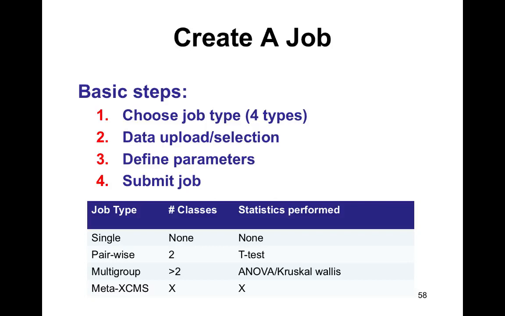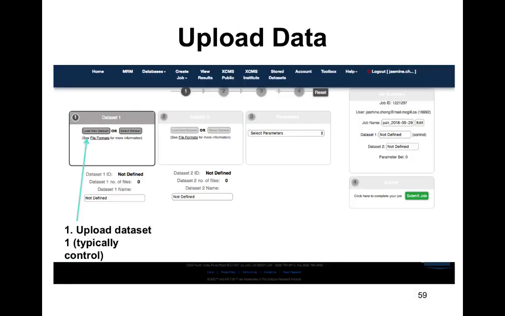So once you create a user account, then there's several steps. And again, we're going to go through this in a bit more detail. This is just a preamble so that you're not too shocked when you actually have to do this. You're going to be choosing the different jobs. There are 4 types of jobs: single, pairwise, multi-group, and meta-XCMS. And then you're going to define your upload and define certain parameters, and then you're going to submit your job.